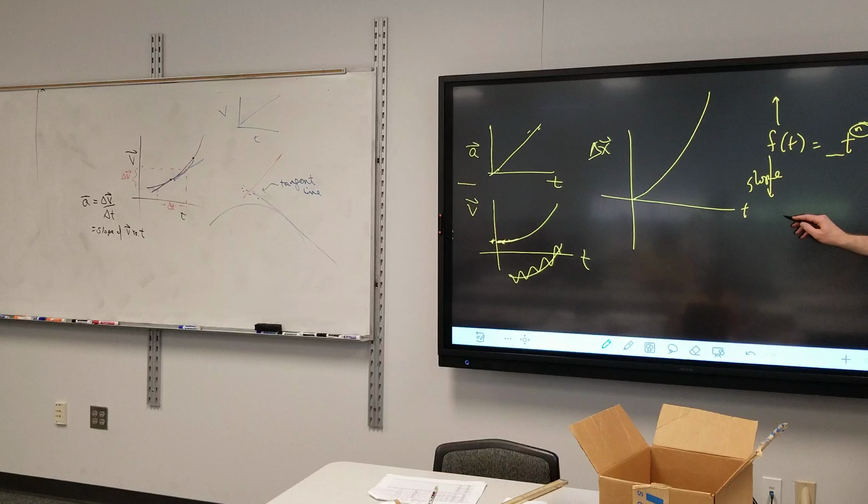So, in essence, if my position graph is proportional to time squared, my velocity graph is proportional to time, and acceleration graph is a constant. If acceleration is proportional to time, this would be t squared, this would be t cubed, etc. So if this is t to the 5th, my acceleration curve will be a 4th power, and this will be a 6th power.